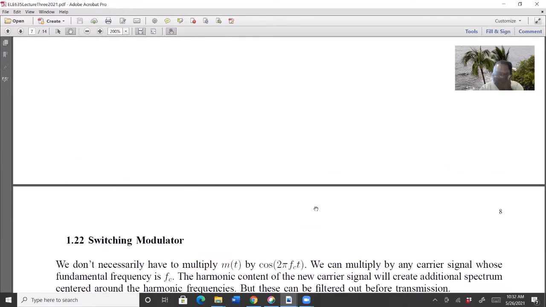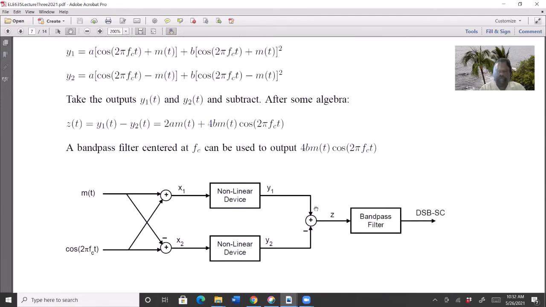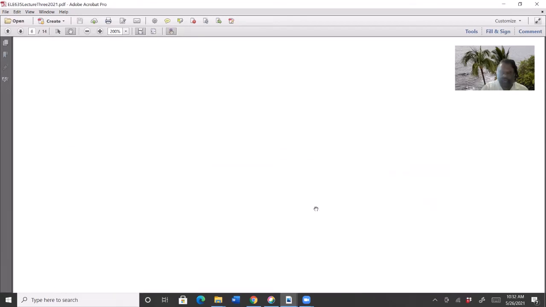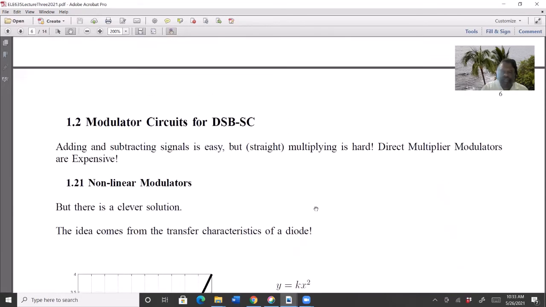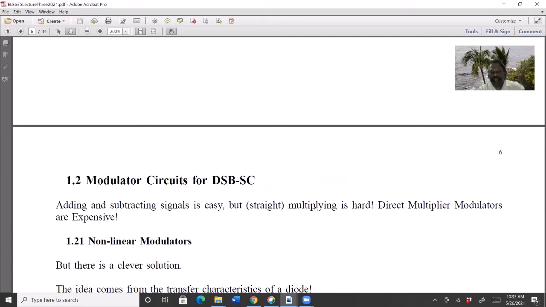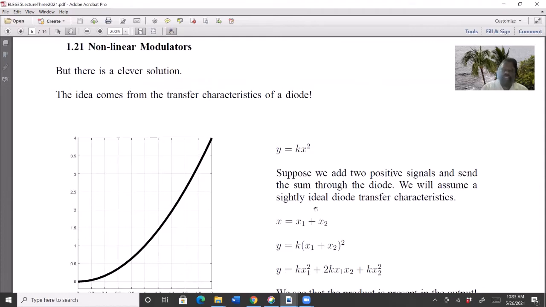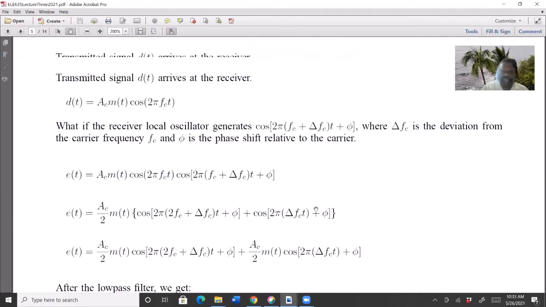Okay, so forget about the nonlinear circuit. Now I'm going to show you another way of doing it. And the basic idea, the modulation. So you have to understand there are several different ways of generating DSBSC. So in the first method, we use nonlinear circuits and then do some clever trick.